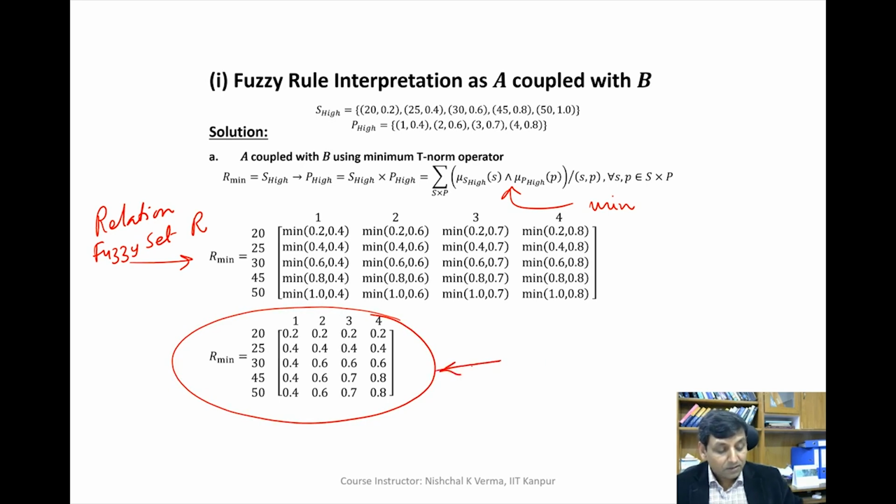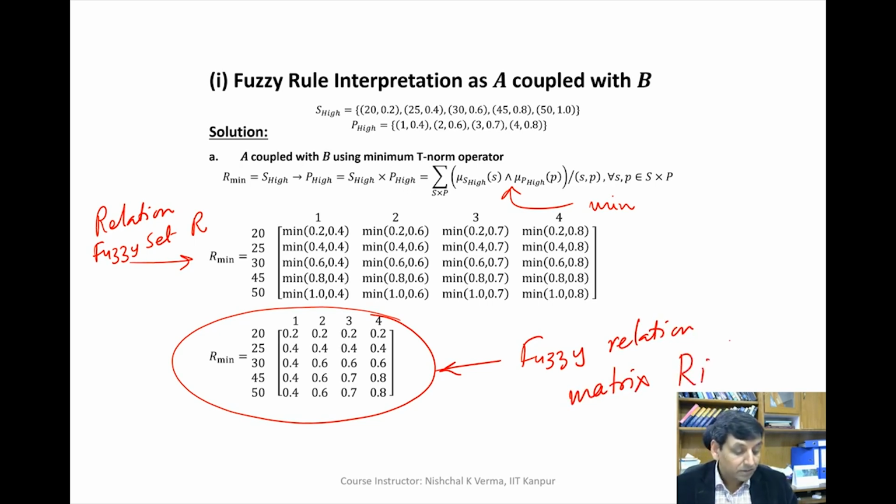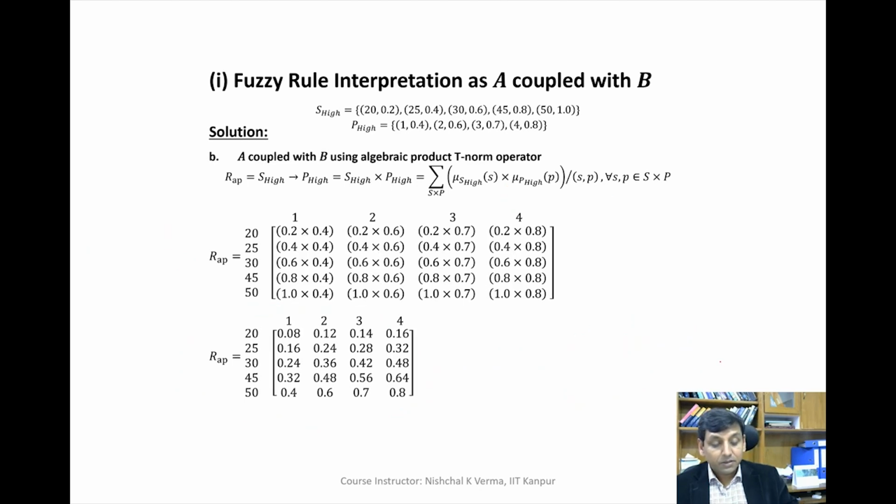So this is the fuzzy relation matrix for min. Similarly, when we use the algebraic t-norm operator, the computation becomes a little bit different. Instead of taking the min of the membership values, we multiply the respective membership values. You can see here, like 0.2 multiplied by 0.4. This is the case when we have the algebraic product. So we simply take the product of the membership values.